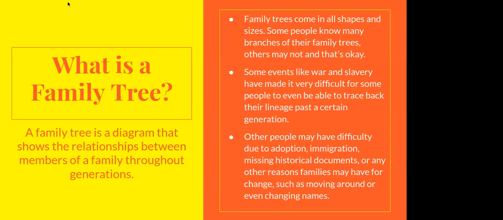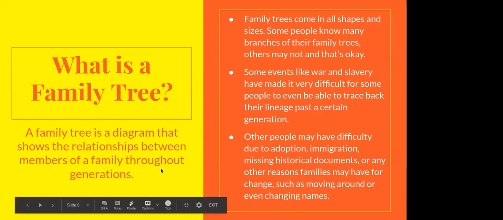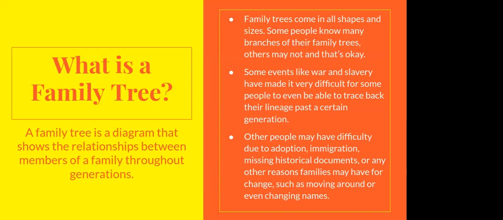So when we say what is a family tree, we mean a family tree is a diagram that shows the relationships between members of a family throughout generations. Family trees come in all shapes and sizes. Some people know many branches of their trees, others may not, and that's okay. Like Tyquil said, he did his a while ago, so he doesn't quite remember, which is totally fine. Some events like war and slavery have made it very difficult for some people to even be able to trace back their lineage past a certain point.